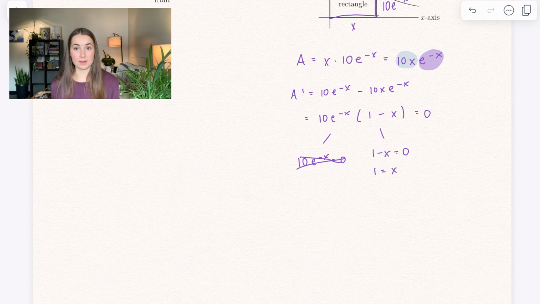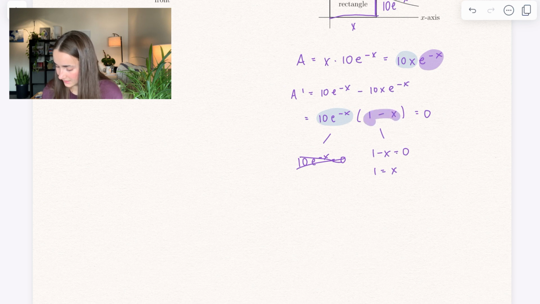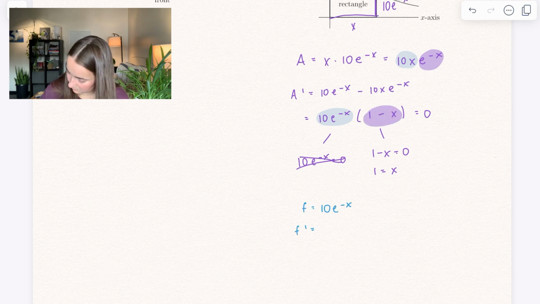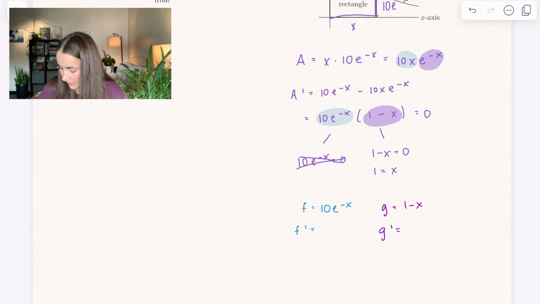If you want, you can set up the line chart and do the first derivative test. But that means I'm going to go ahead and use product rule again because I want to find the second derivative. Okay, so here I get negative 10e to the negative x, and also I get negative 1. So let's go ahead and set up that product rule.